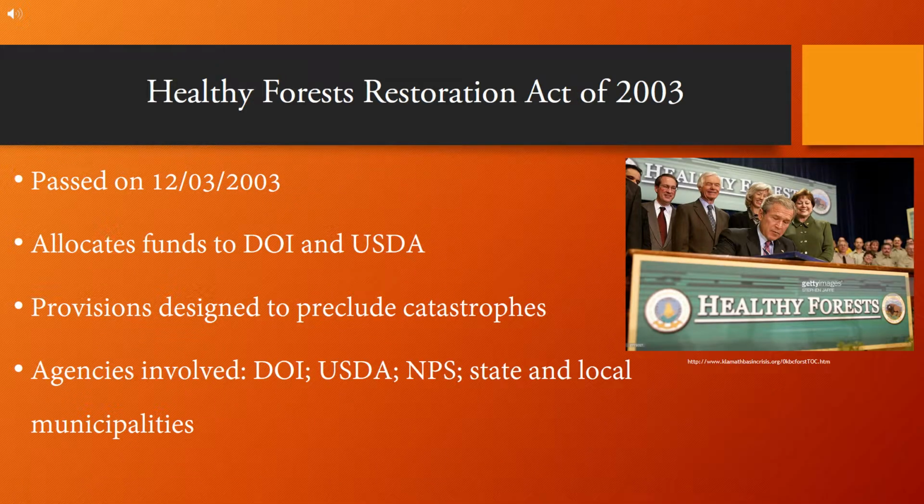Passed on December 3, 2003, the Healthy Forest Restoration Act directs a budget annually to the Department of the Interior and U.S. Department of Agriculture. These funds are provided for various provisions to swiftly implement hazardous fuel projects and silvicultural prescriptions to prevent catastrophes. The bill provides funding for protecting watersheds, preventing insect infestations and diseases, improving forest health and resiliency, as well as monitoring the state of public and private lands. In addition to the previous agencies mentioned, local municipalities can also be eligible for funding.